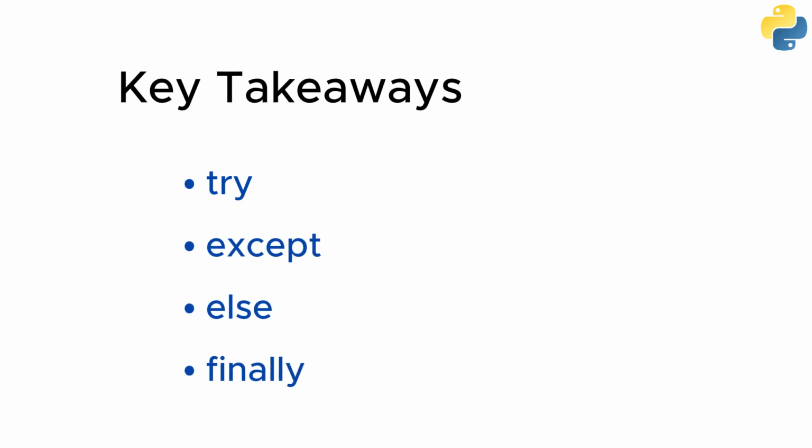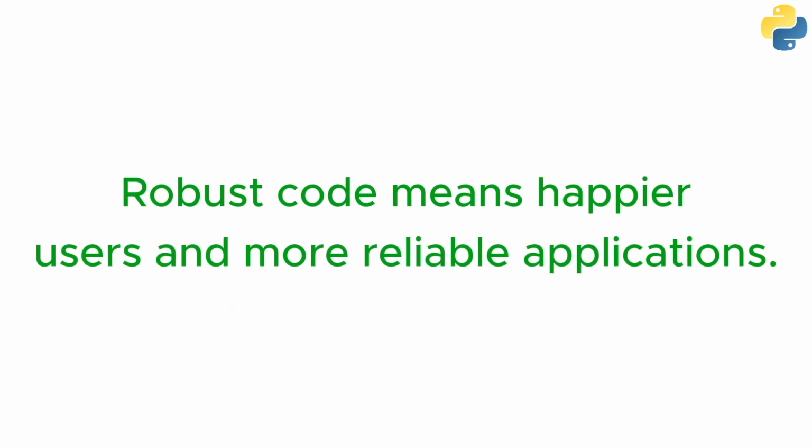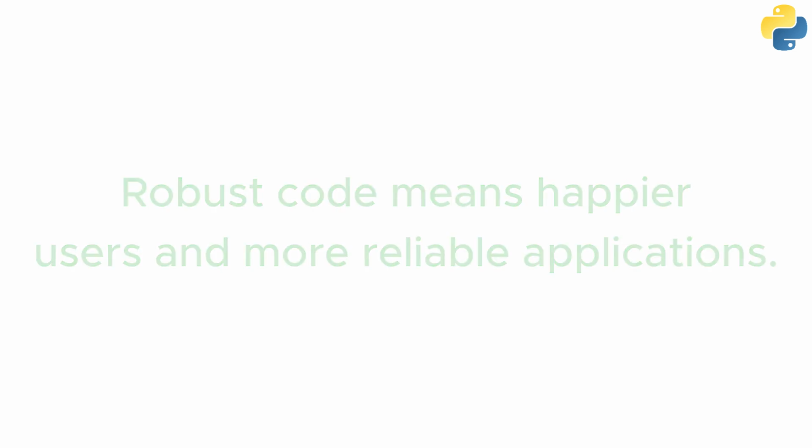So, what did we learn today? You've learned that try attempts code, except catches errors, else runs on success, and finally always runs for cleanup. This makes your Python programs resilient and much more user-friendly. Remember, robust code means happier users and more reliable applications. Error handling is a cornerstone of good programming.